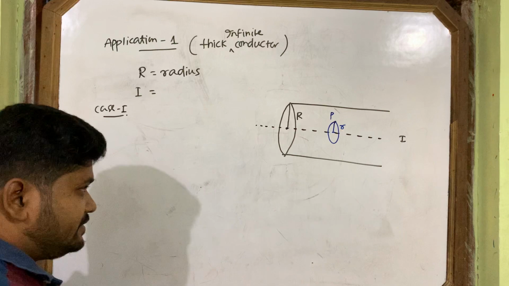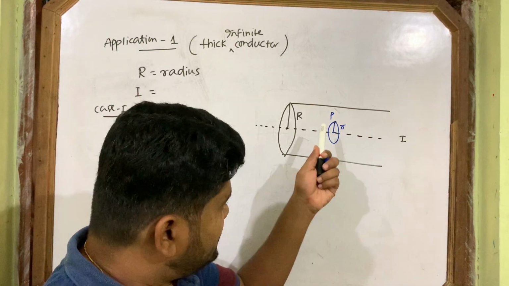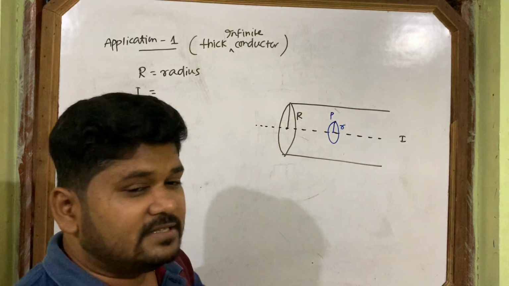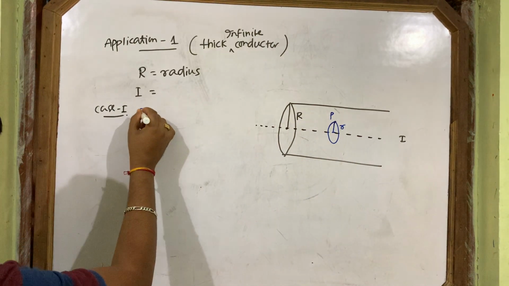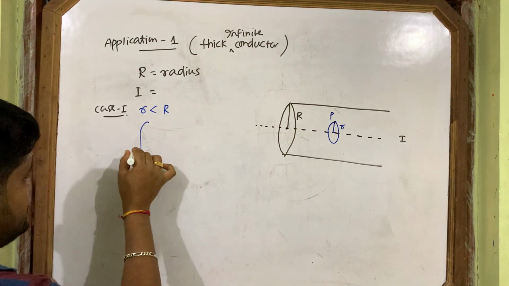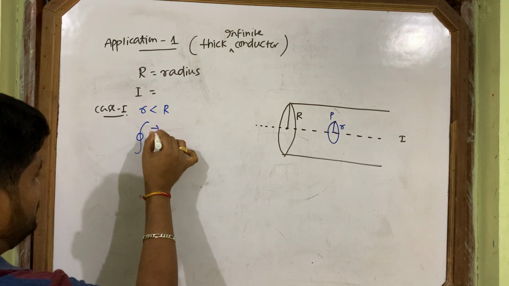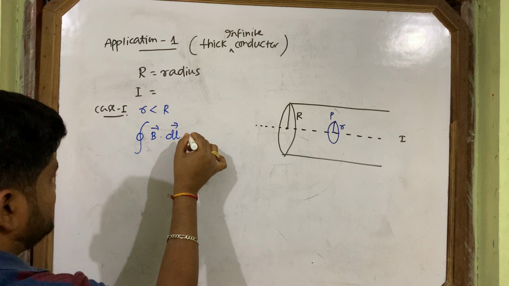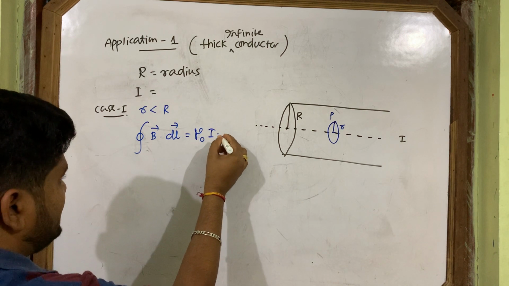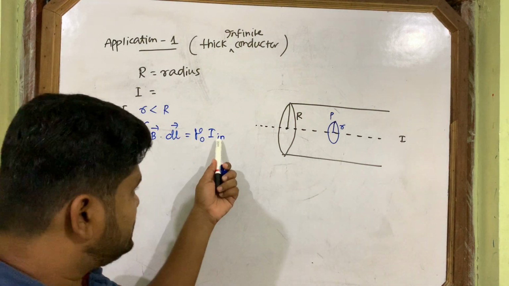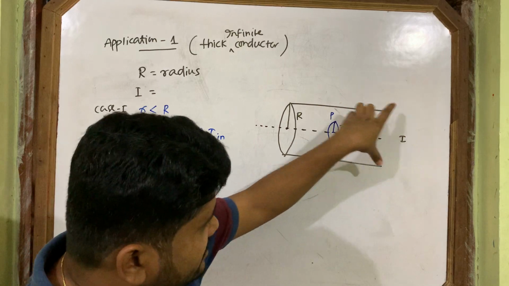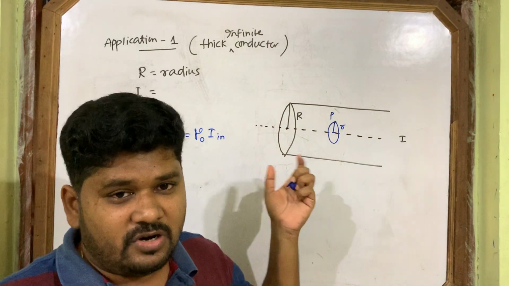So the Amperian loop is clear to all of you. Point P is clear at a distance r, where small r is less than capital R. Now using Ampere's circuital law on the loop, ∮B·dl = μ₀ I_in. I_in means how much current is enclosed by the loop. Through the whole conductor I current passes, but that does not matter for us.